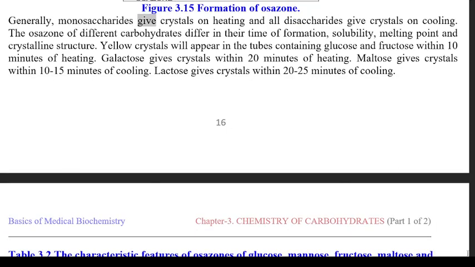Generally, monosaccharides give crystals on heating and all disaccharides give crystals on cooling. The osazones of different carbohydrates differ in their time of formation, solubility, melting point, and crystalline structure. Yellow crystals will appear in the tubes containing glucose and fructose within 10 minutes of heating. Galactose gives crystals within 20 minutes of heating. Maltose gives crystals within 10 to 15 minutes of cooling. Lactose gives crystals within 20 to 25 minutes of cooling.